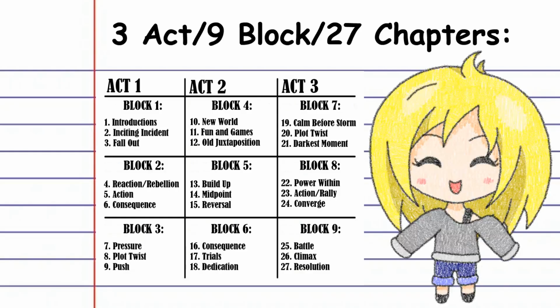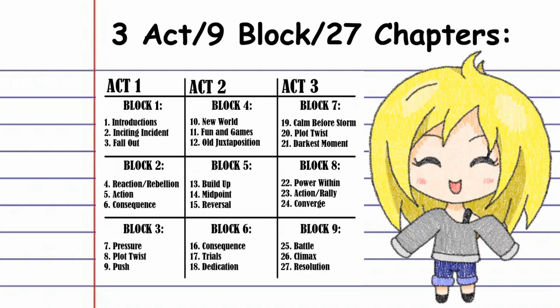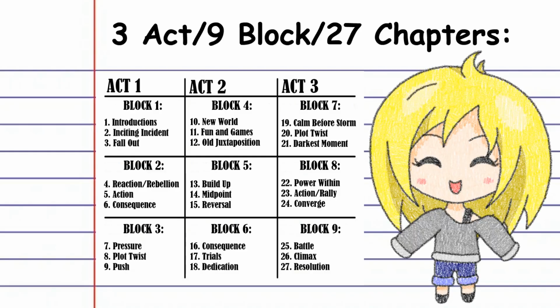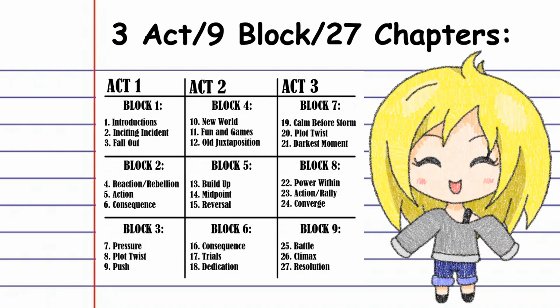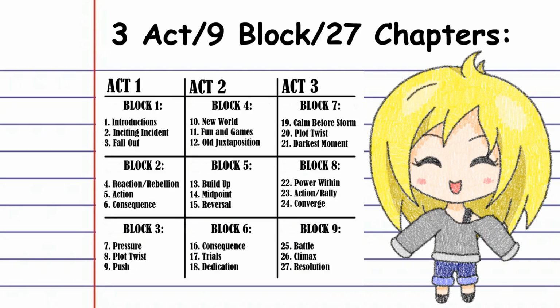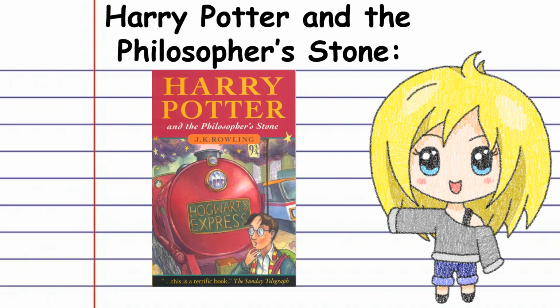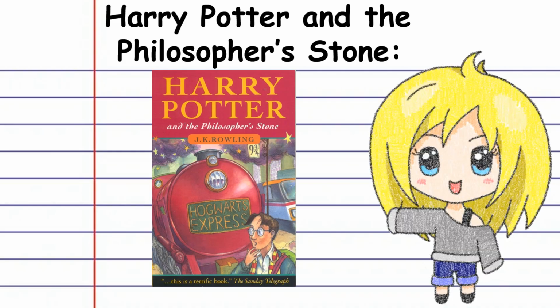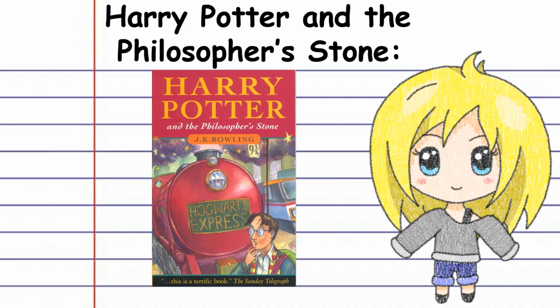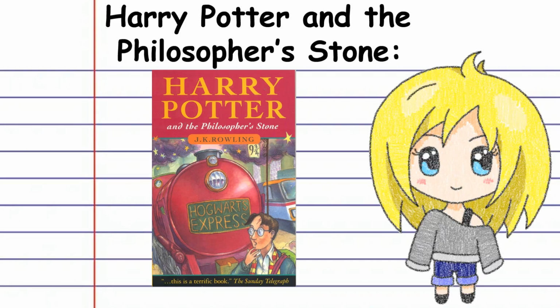And for the final time, we are going to take an example of an existing story and look at how that story resembles the 3-act, 9-block, 27-chapter outline. And one novel that I can think of that has a very similar outline is Harry Potter and the Philosopher's Stone. Now, it is not the Sorcerer's Stone. I have no idea why they changed the name. I guess the publishers thought that Americans were too stupid to know what a philosopher is.